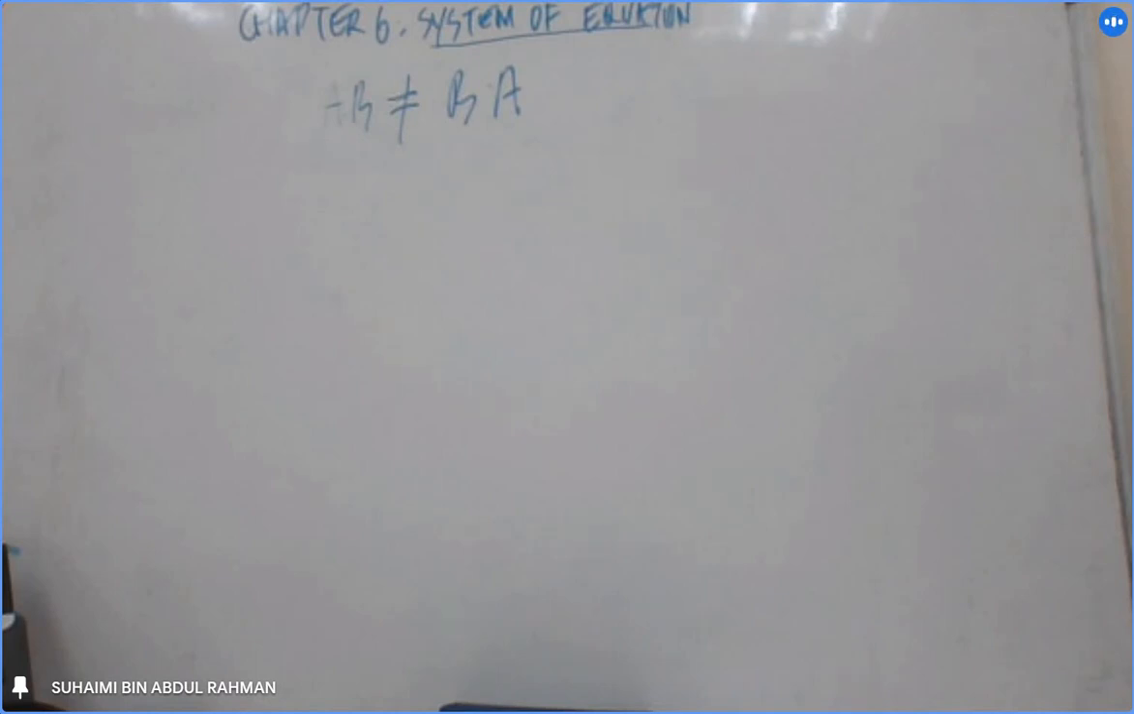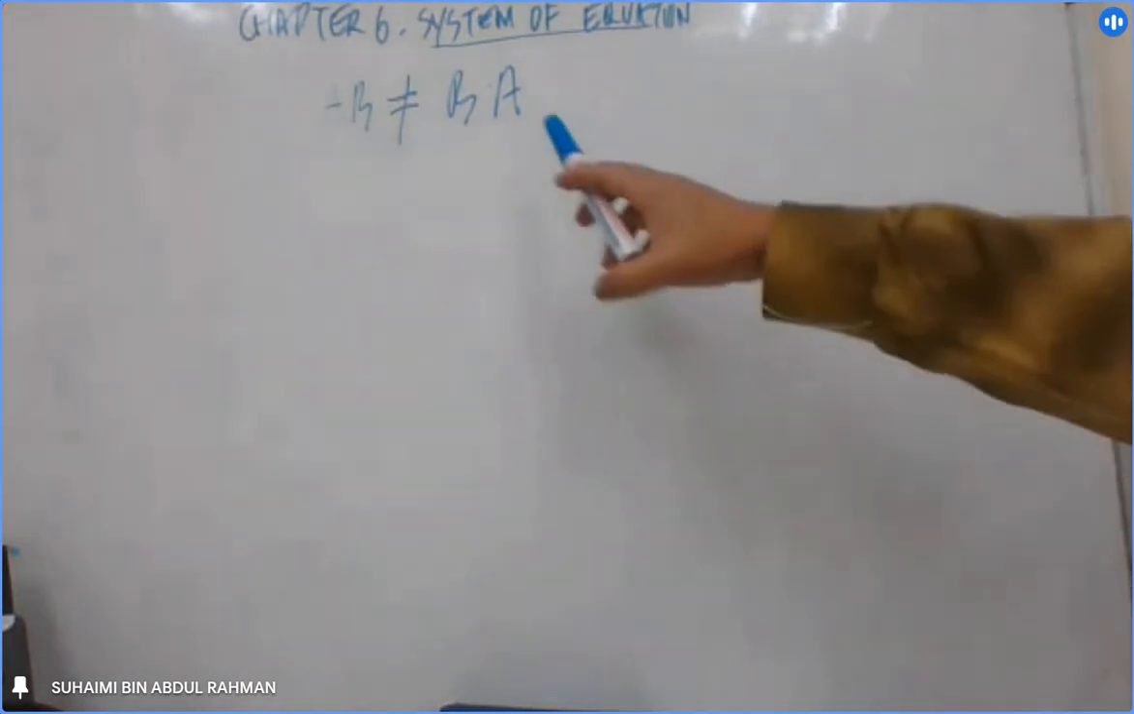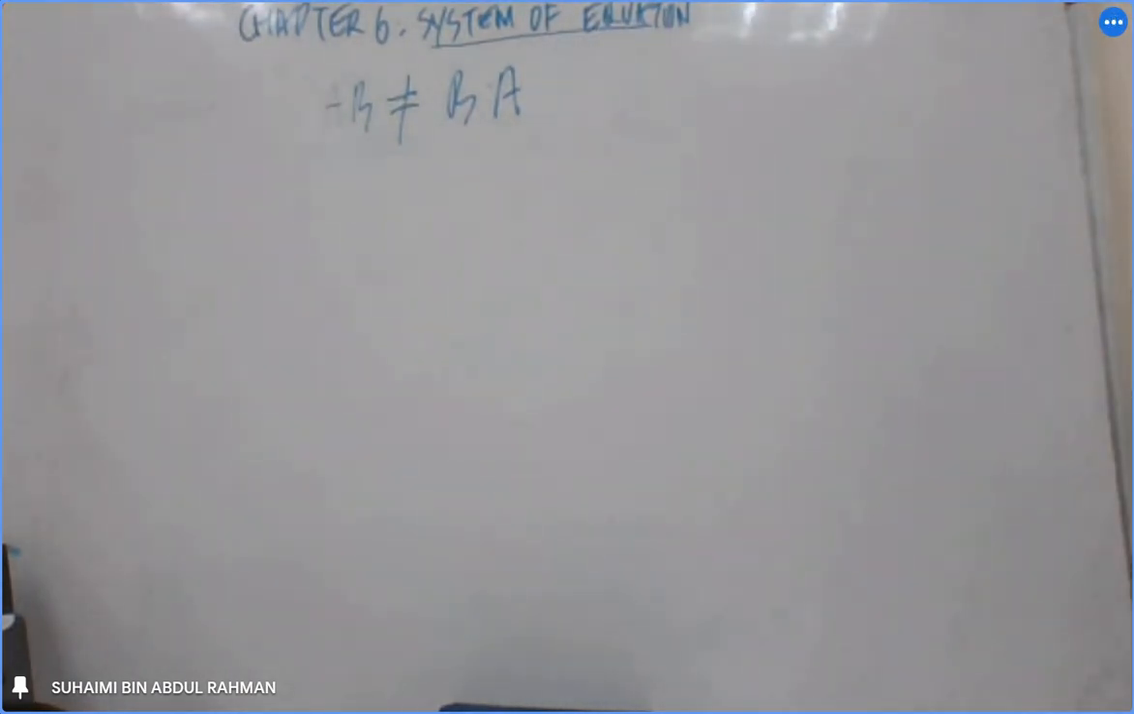Any questions so far? Matrix multiplication is not commutative. AB is not equal to BA.